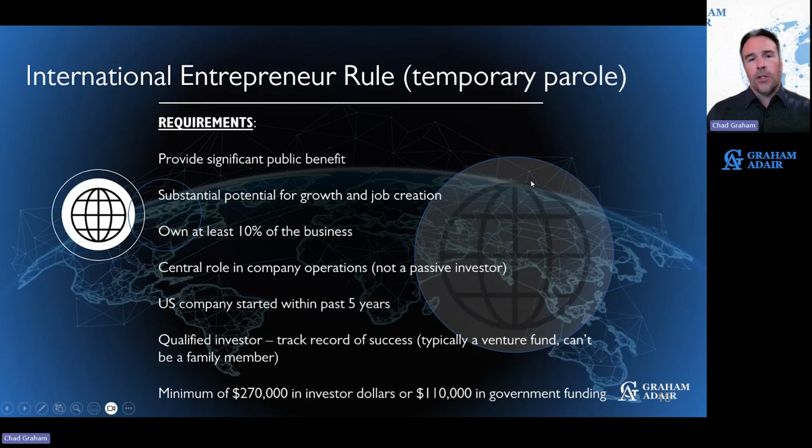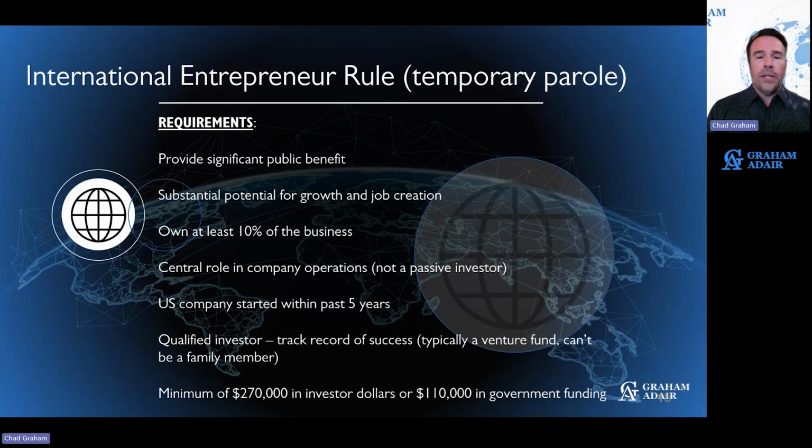Okay, so the International Entrepreneur Rule, there's some similarities to the E2 because it is a status for somebody to come into the United States as an investor, or part of a new business that has investment involved. This is really sort of a carve-out rule that was created under the Obama administration to encourage more investment in the United States. So it's not something that we see all that often, but it's something that I want to make this group aware of because it might be something that applies.